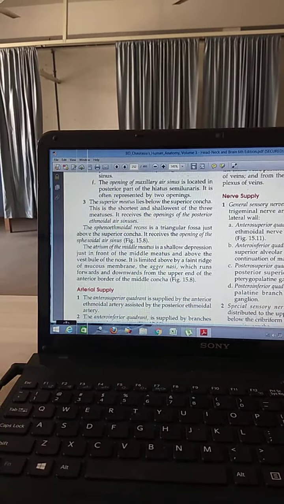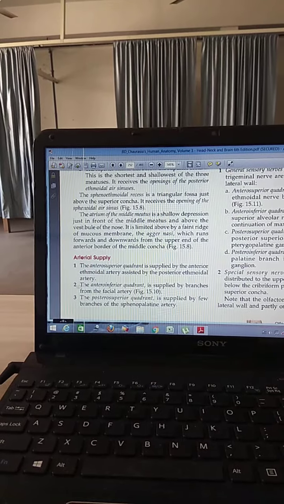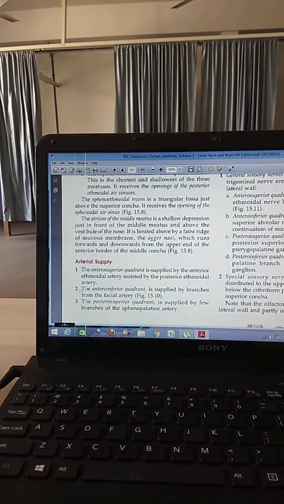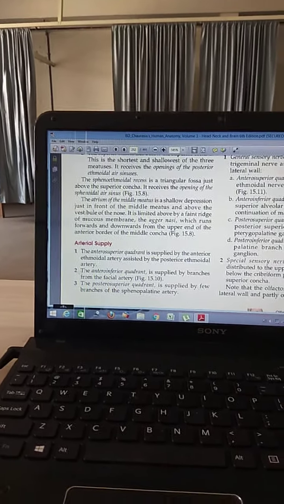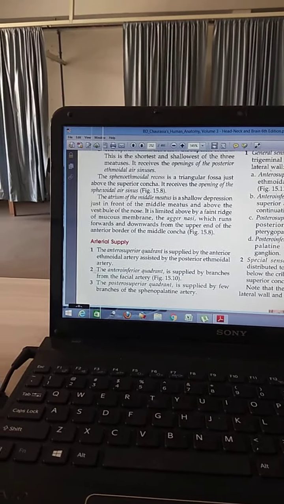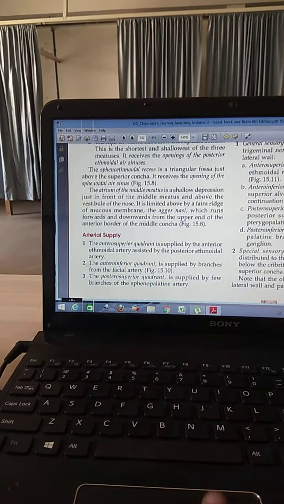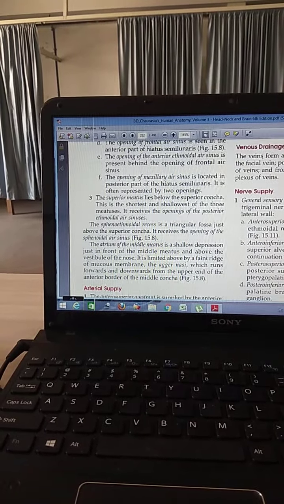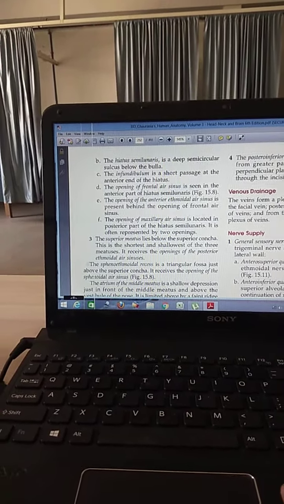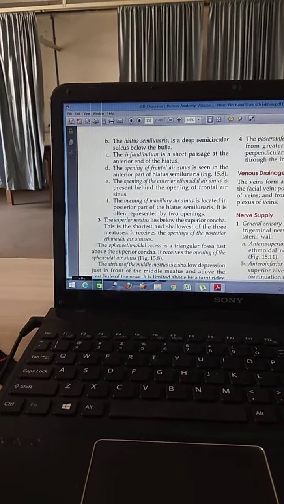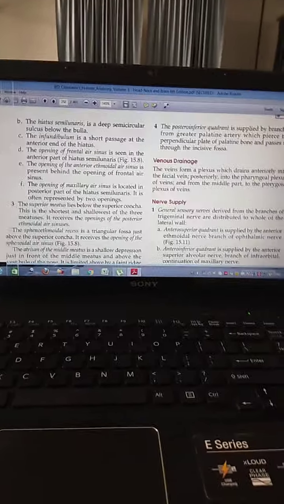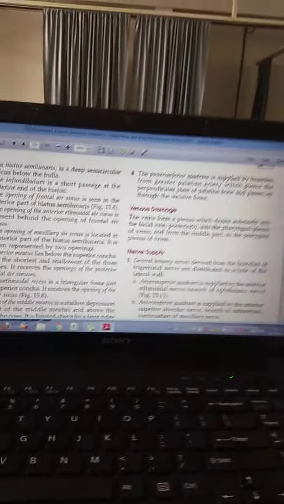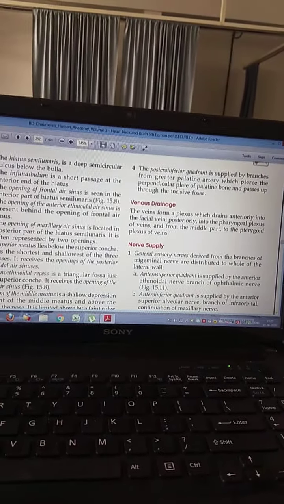Now the arterial supply: the anterosuperior quadrant artery, the inferior quadrant artery, and the posterior superior quadrant artery. Here we are discussing the venous drainage. The veins form a plexus which drains anteriorly into the facial vein and posteriorly into the pharyngeal plexus.